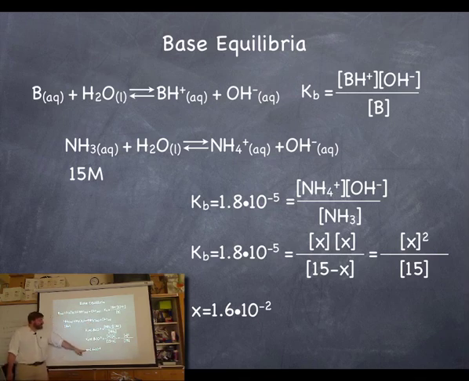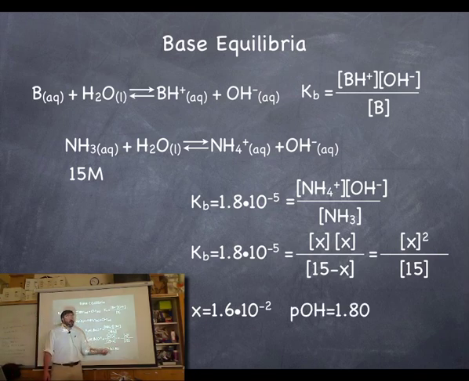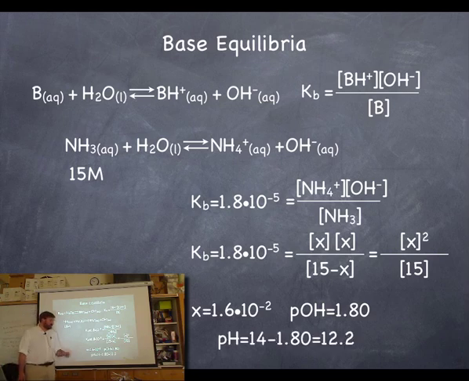So if we take the negative log of this number, that's going to give us the pOH. So if I wanted to find out the pH of this solution, what would I need to do? I'm going to do 14 minus pOH to get the pH. In this case, that would be 12.2.